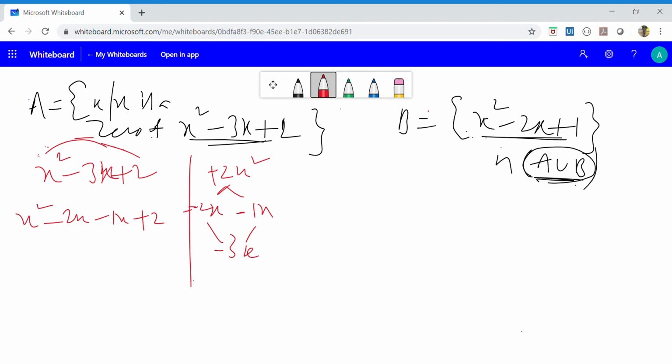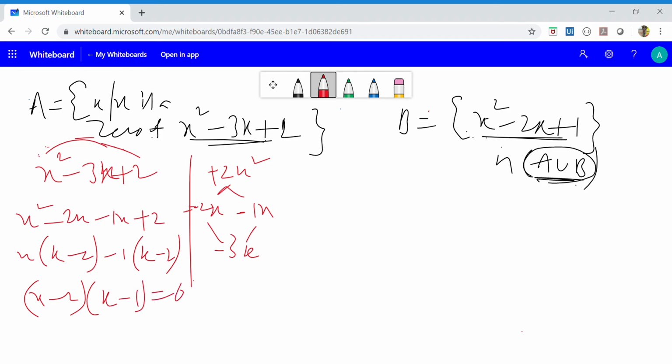Then x is common, x minus 2, minus 1 is common, x minus 2. So x minus 2 into x minus 1 is equal to 0. So x is equal to 1 or 2 you will get. And then coming to set B. What is set A? Set A is equal to the set 1 comma 2.